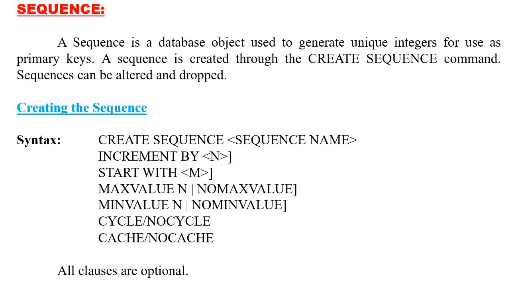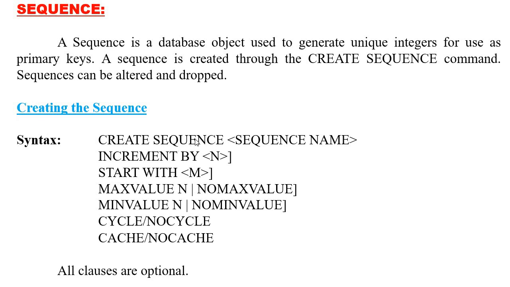The fourth one is a sequence. A sequence is a database object used to generate unique integers for users' primary keys. A sequence is created through a create sequence command. A sequence can also be altered and dropped. So when a table doesn't have any primary key, we can create a sequence.